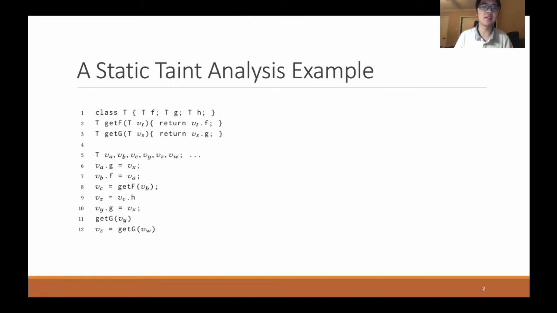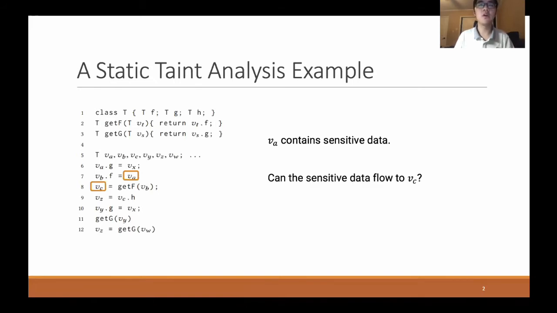Static taint analysis computes which variables can be affected by predefined taint sources without actually running the program. These taint sources can be user-sensitive data, such as passwords. So the analysis can help developers check whether there is potential information leakage. Considering the Java-like program, suppose that the variable VA contains user-sensitive data. We want to perform a static taint analysis to know whether it is possible for the sensitive data of variable VA to flow to variable VC.